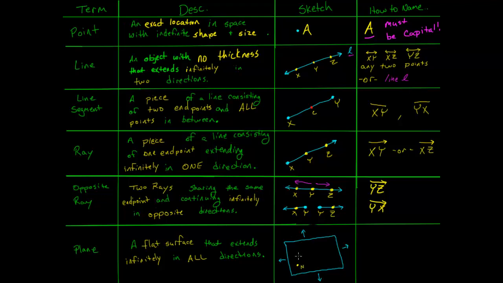So let's put a point in. Trying to get an M here. M and point O. Now also what you're liable to see is it will be named with a script letter, an uppercase script letter. In this case I'm going to use uppercase script P for this sketch. Now we're going to talk about naming it.